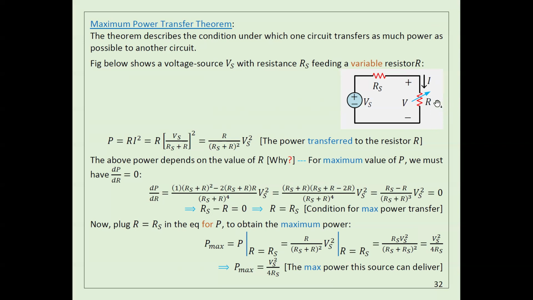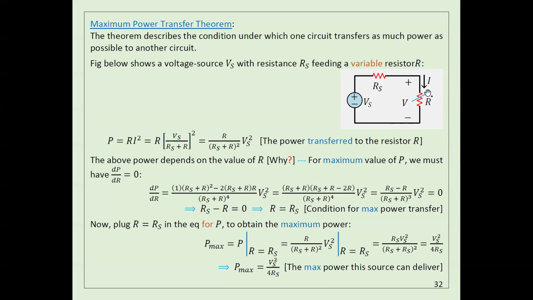This is something really useful in many applications. If you have a speaker, for example, and I want to send the maximum power to the speaker, or the maximum power to the circuit, whatever it is. So here, I want to get the maximum power. What is the maximum power? What value of R is going to give me the maximum power?